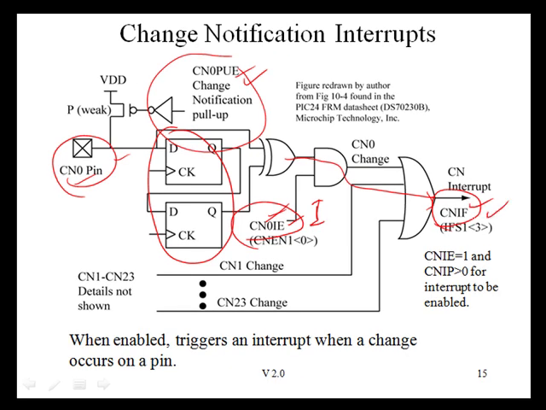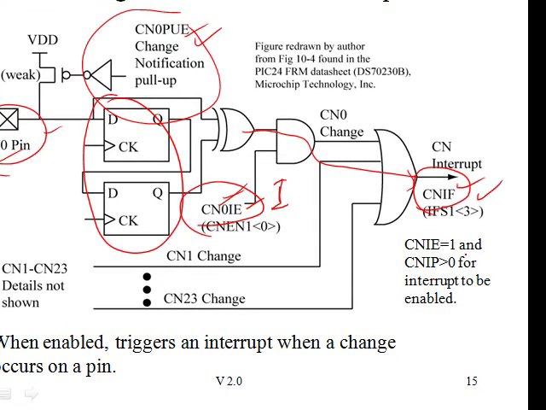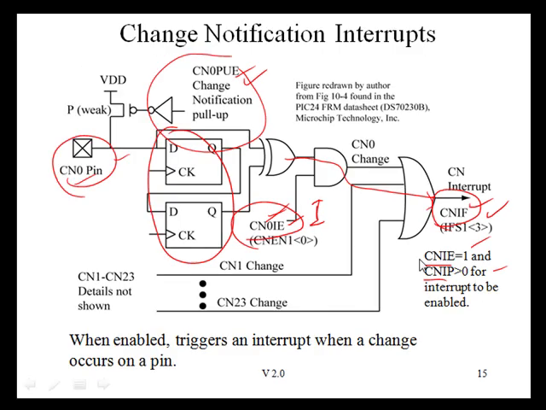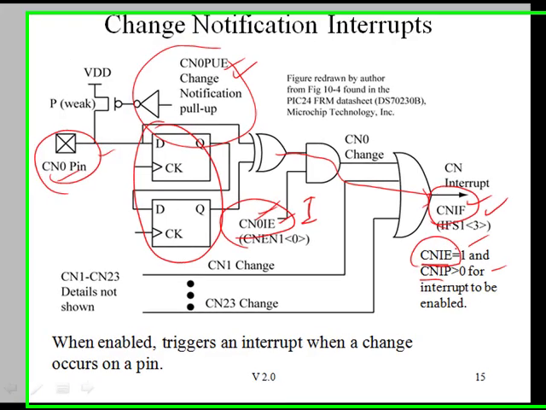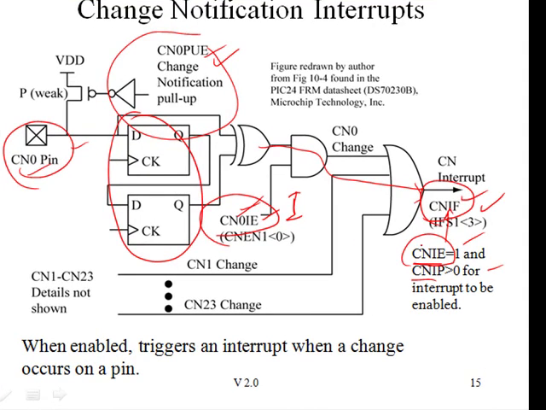If the change notification flag is set, it will only execute the ISR if the change notification interrupt enable bit is a 1 and also the change notification priority is greater than 0. Note that this change notification interrupt enable bit is associated with this particular flag, while this change notification interrupt enable is associated with this particular pin.